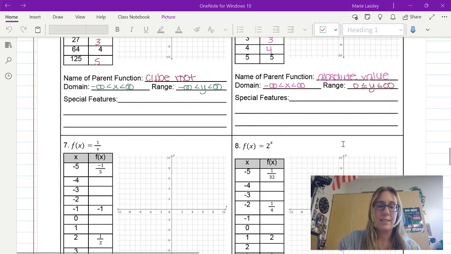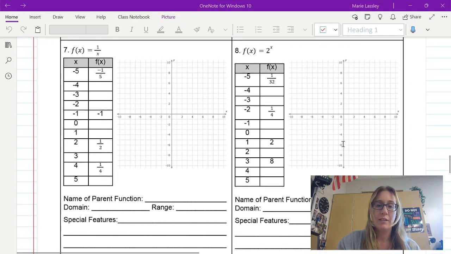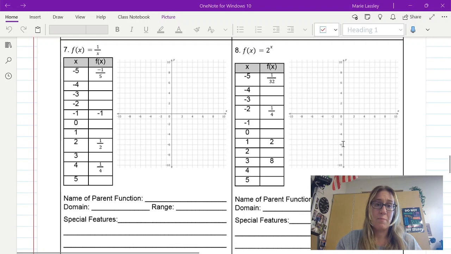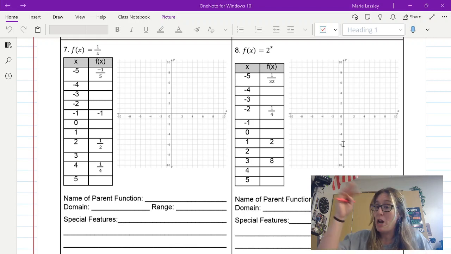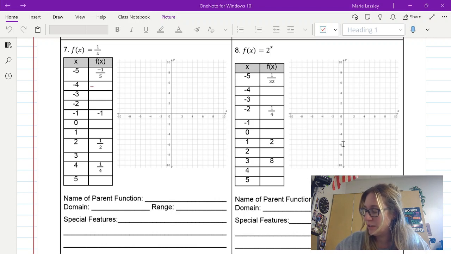All right, next up. This graph has a few different names, and we'll get there, but this is your 1 over your x value. You're going to get a lot of fractions for these ones. So we've got -4 will be -1 over 4. This would be -1/3. This would be -1/2. That would be -1 over 1, which is just -1.